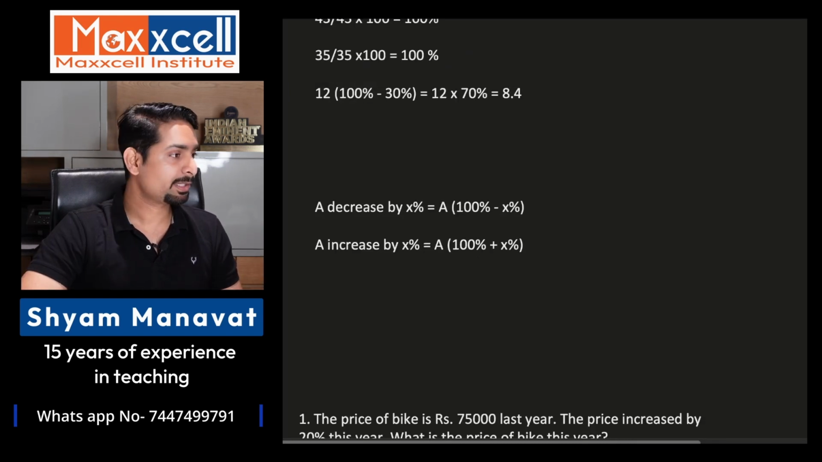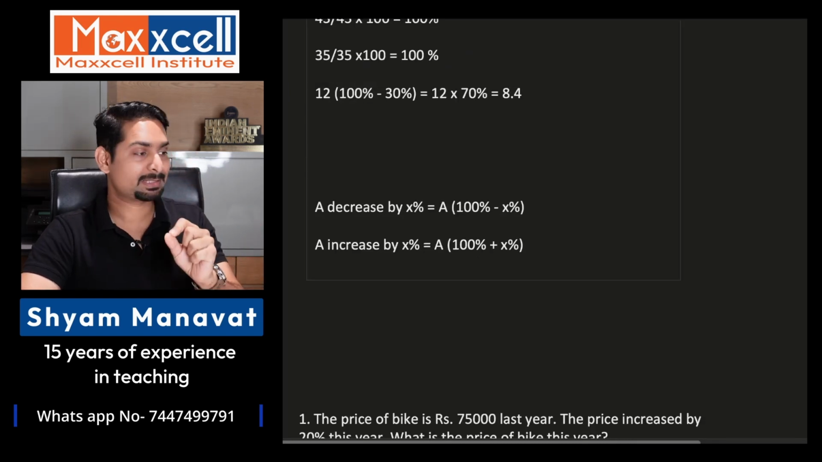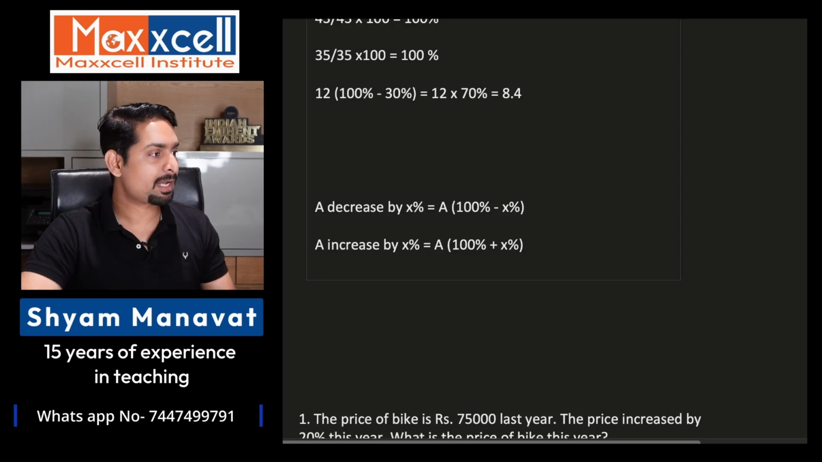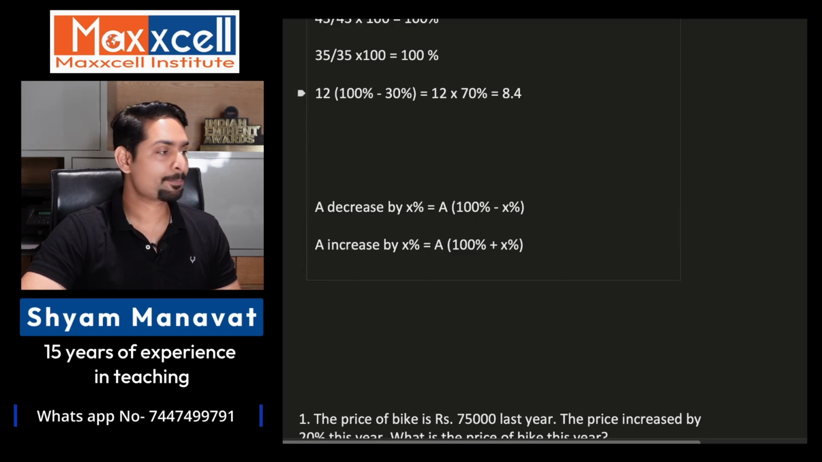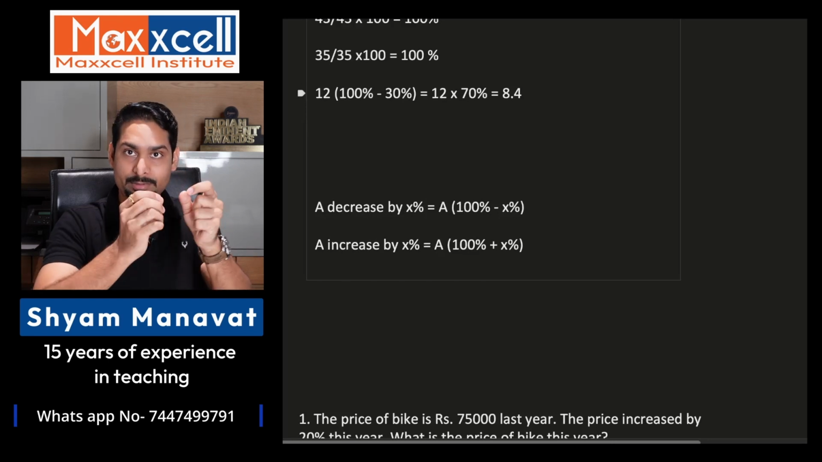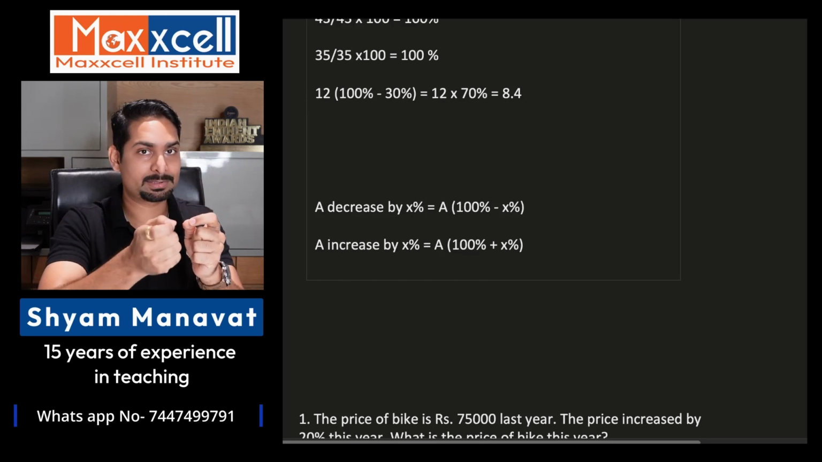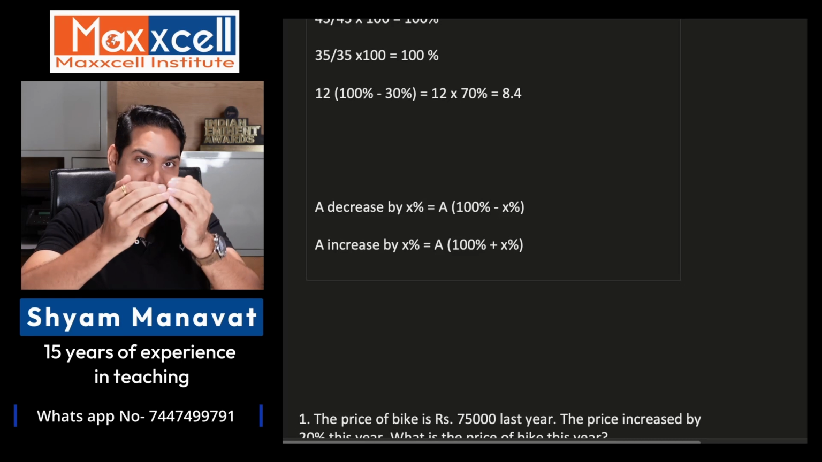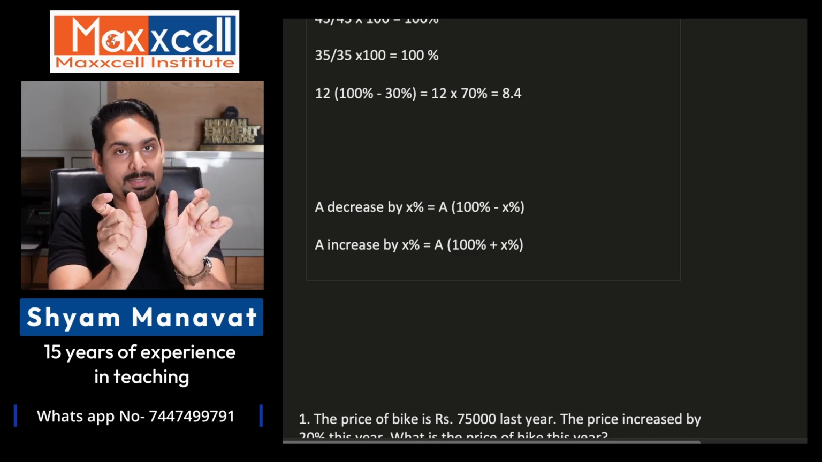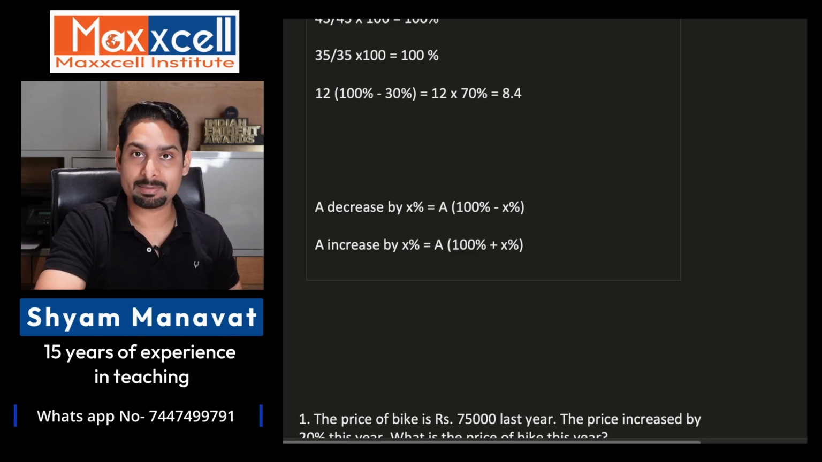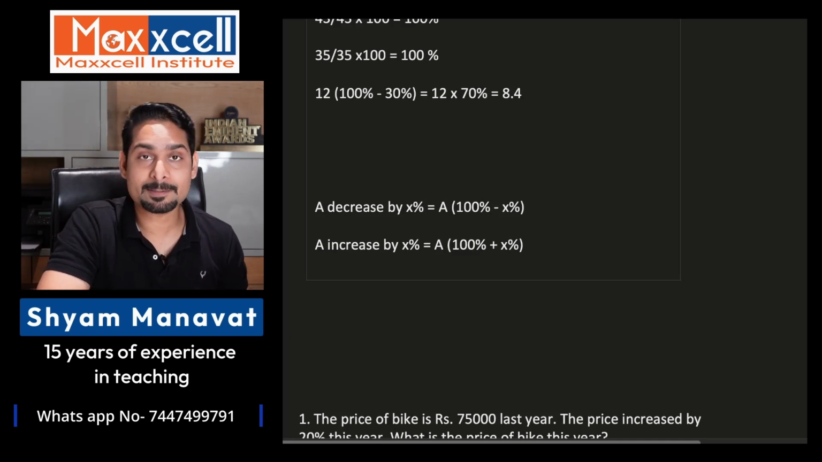And we have also seen if a number increases or decreases by some percentage, then how do you calculate that? For example, if 12 decreases by 30%, then you get 12 into 70%, because 12 is 100% for itself. The number decreased by 30%, so 100% minus 30%, remaining is 70%. This is what we have discussed in the previous class.